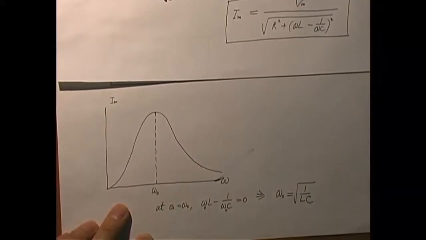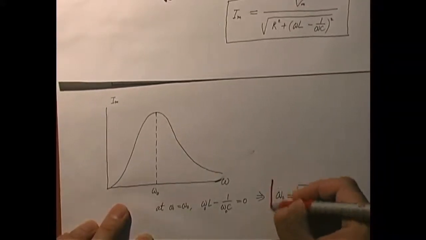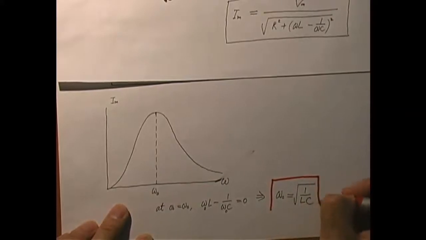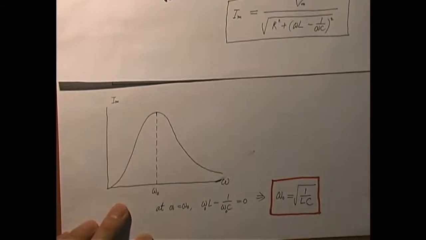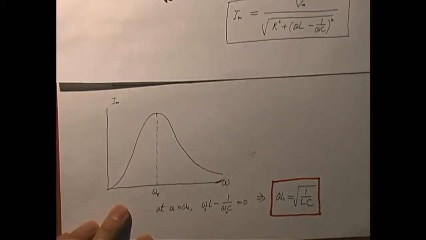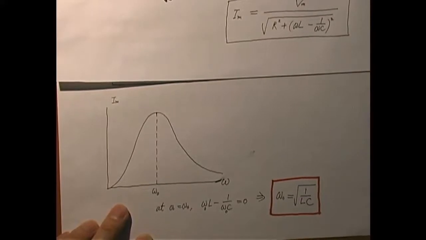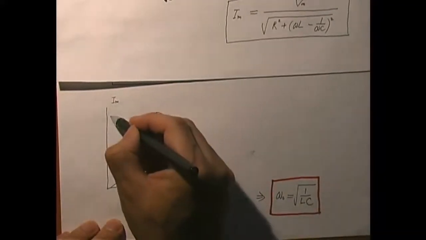Now, does that sound familiar? 1 over the square root of LC. Where did we learn that? That was the frequency of what? The frequency of a pure LC circuit without any resistance. At that frequency, you find you have a peak value.